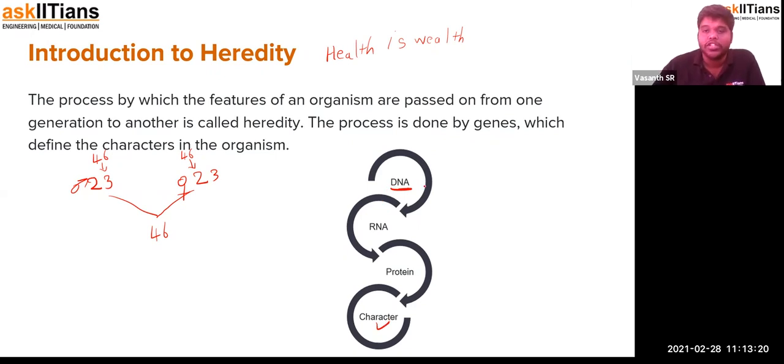The functional DNA is called a gene, and this gene will form RNA, and then RNA will be expressed into protein, and then the protein will cause the expression of the characteristics at the desired place and the desired location at the desired time. So this is what heredity is.